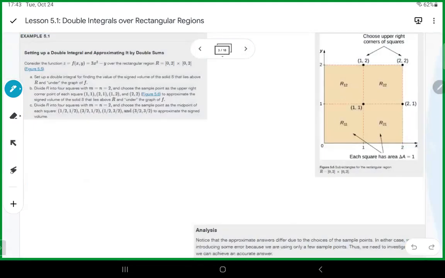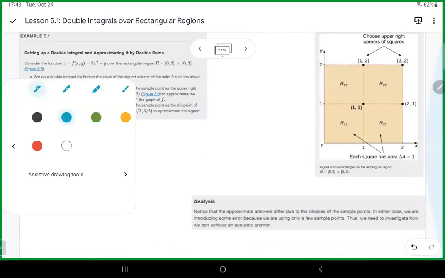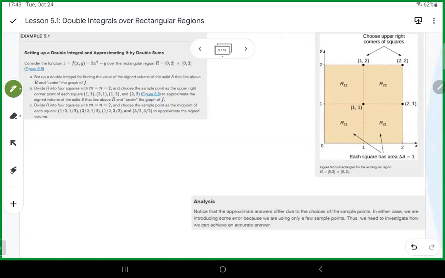So then we're going to do the last part, which is part C. Just divide R into the 4 squares and choose the sample point as the midpoint of each square. So (1/2, 1/2), (3/2, 1/2), (1/2, 3/2), and (3/2, 3/2) to approximate the signed volume. So we're essentially going to do it again. I'm not going to rewrite every piece for you, but I will show you the fractional inputs.